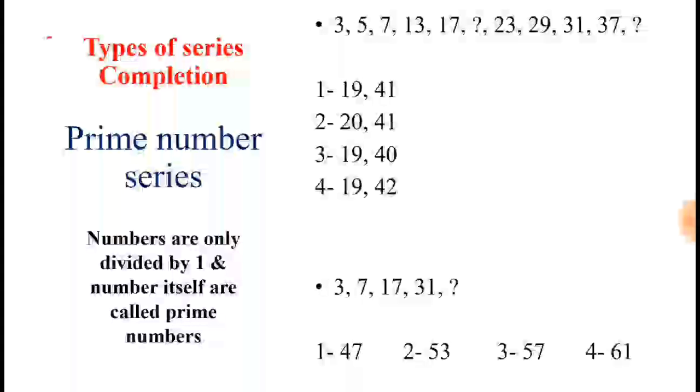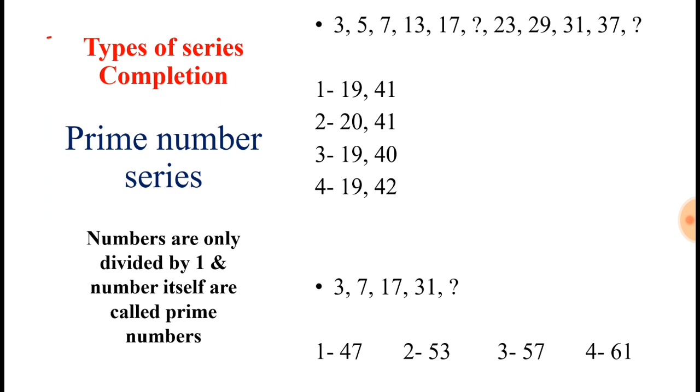The second question is 3, 7, 17, 31 and question mark. Here if we check the gap between two prime numbers, between 3 and 7, 5 is one prime number. Between 7 and 17 there are two prime numbers. Between 17 and 31 there are three prime numbers. So between 31 and the next number there will definitely be four prime numbers. So the correct answer is 53.